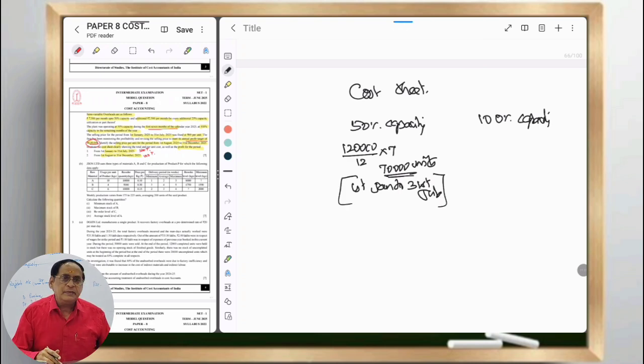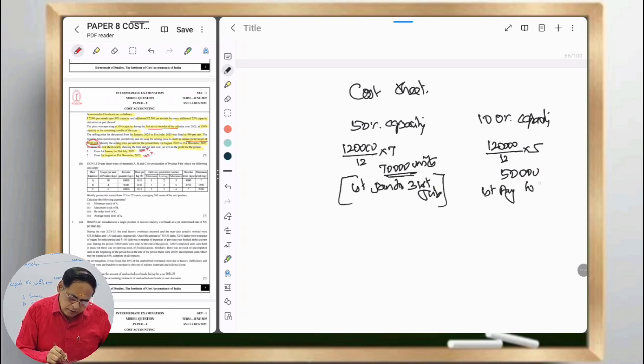Here, 100% capacity means 1,20,000 divided by 12 into 5. Sorry, 1,20,000 divided by 12 into 5, that is 50,000. So, 50,000 units they are manufacturing during the period from 1st August to 31st December. So, we have to prepare for this.